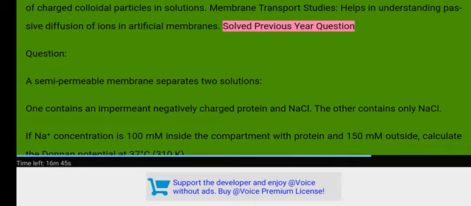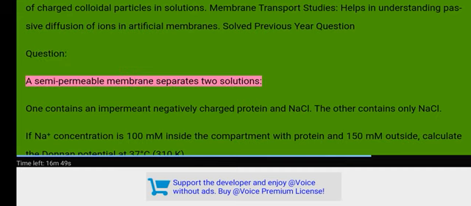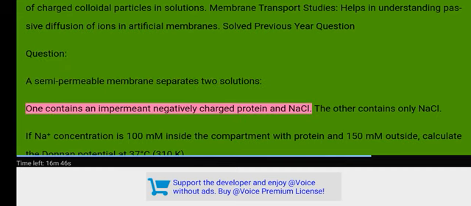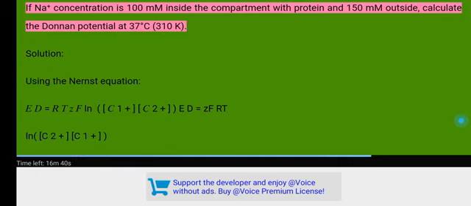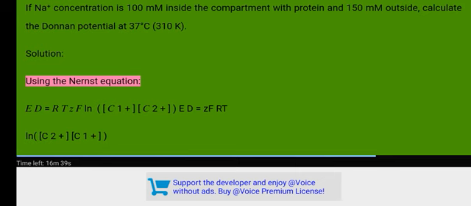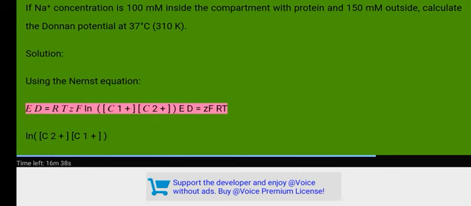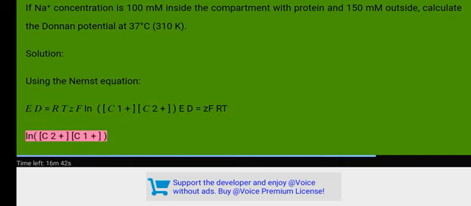Solved previous year question. Question: a semi-permeable membrane separates two solutions. One contains an impermeable negatively charged protein and NaCl. The other contains only NaCl. If Na+ concentration is 100 mM inside the compartment with protein and 150 mM outside, calculate the Donnan potential at 37 degrees Celsius, 310 K. Solution: using the Nernst equation, E_D = (RT/ZF) ln(C1+/C2+), or E_D = (RT/ZF) ln(C2+/C1+).